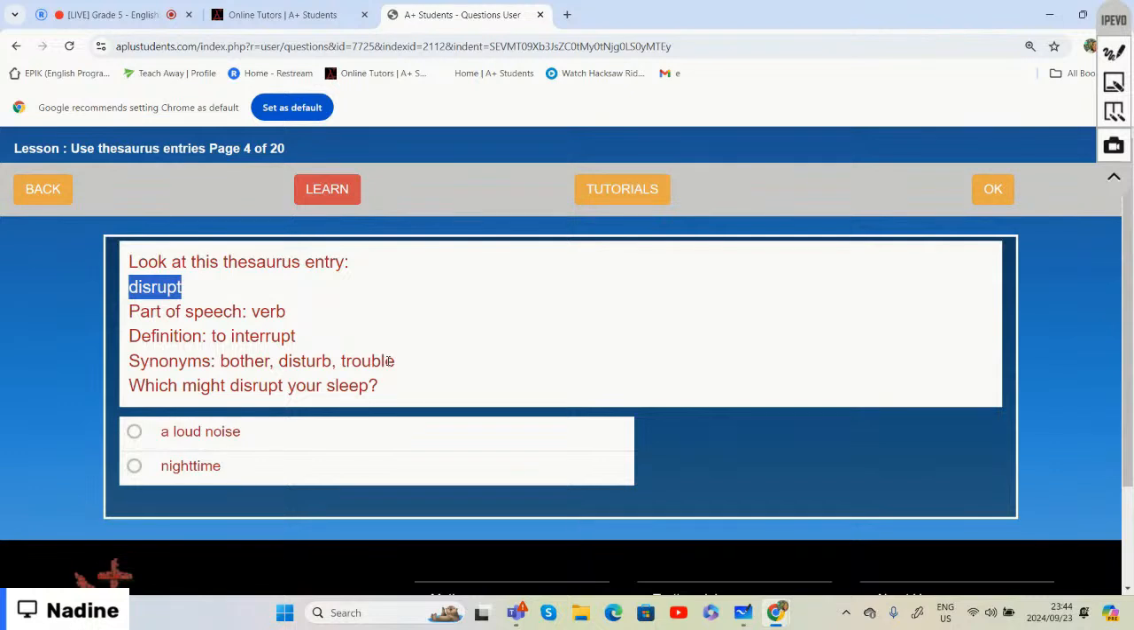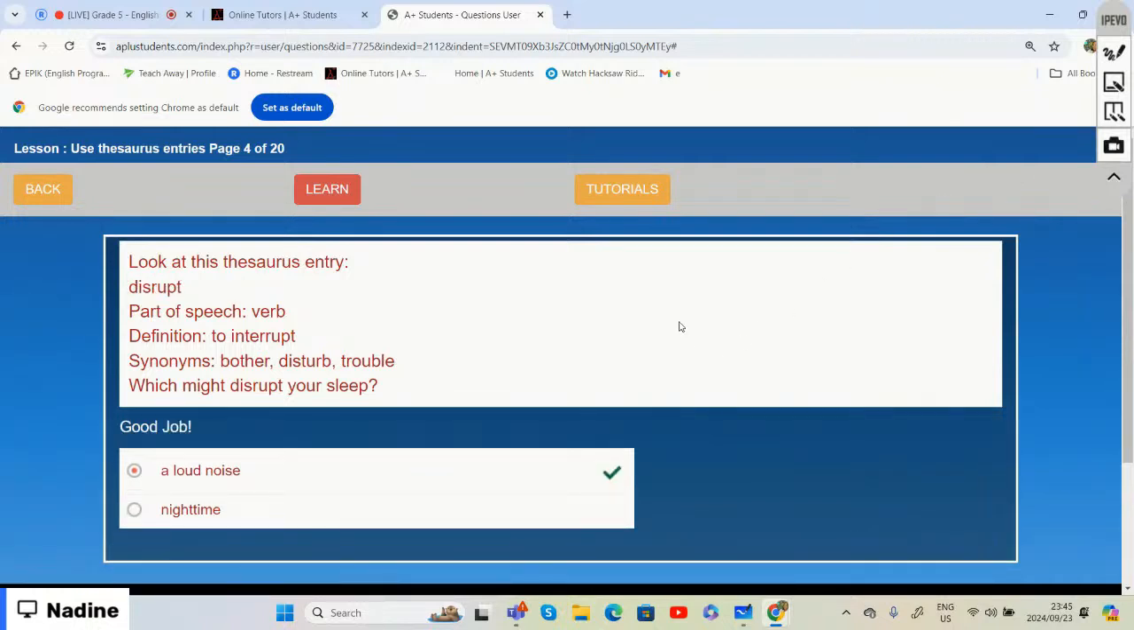Now if disrupt is to interrupt, to bother, disturb, or to trouble, which might disrupt your sleep? Option one, a loud noise, or option two, night time? Yes, option one, a loud noise might disrupt your sleep.